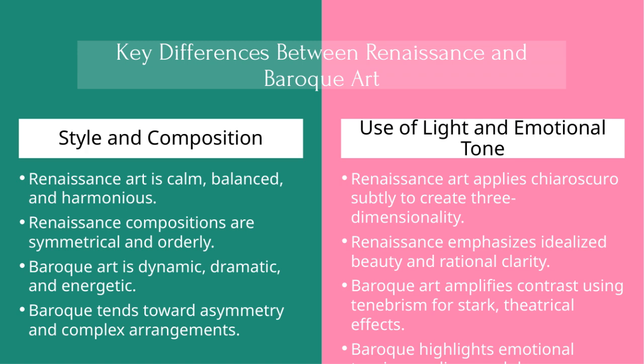movement and excitement. Another major difference lies in how they use light and convey emotional tone. Renaissance artists employed chiaroscuro in a subtle way to give a realistic three-dimensional effect, focusing on idealized beauty and a clear, rational expression. Baroque artists, however, took light and shadow to another level with tenebrism, a technique that creates sharp contrasts and dramatic, almost theatrical effects. This lighting enhances the emotional intensity of the scene, emphasizing realism, tension, and powerful drama that really engages the viewer on a deeper level. These approaches show how each period reflects different artistic goals and cultural values.